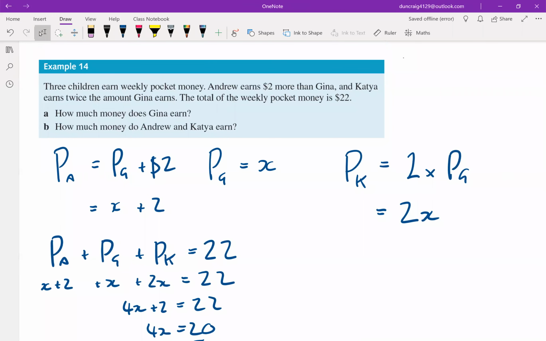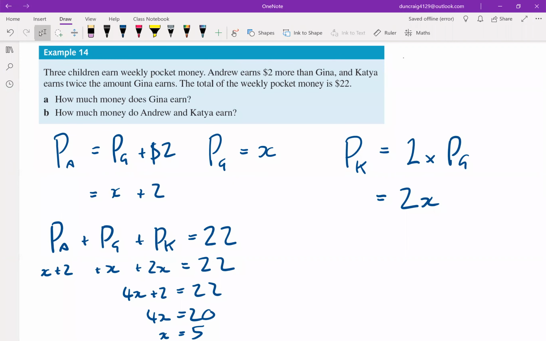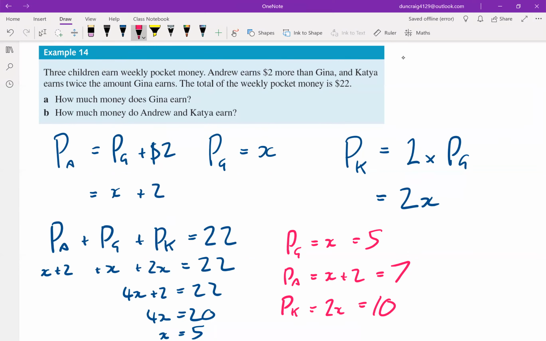Now we can go up here and ask what everyone earns. X is 5, so PG is equal to X, which is 5. PA is equal to X plus 2, so that's 7. And PK is equal to 2X, so it's 10. Let's check. It should total 22. 5, 7, 10, 22. You beauty.